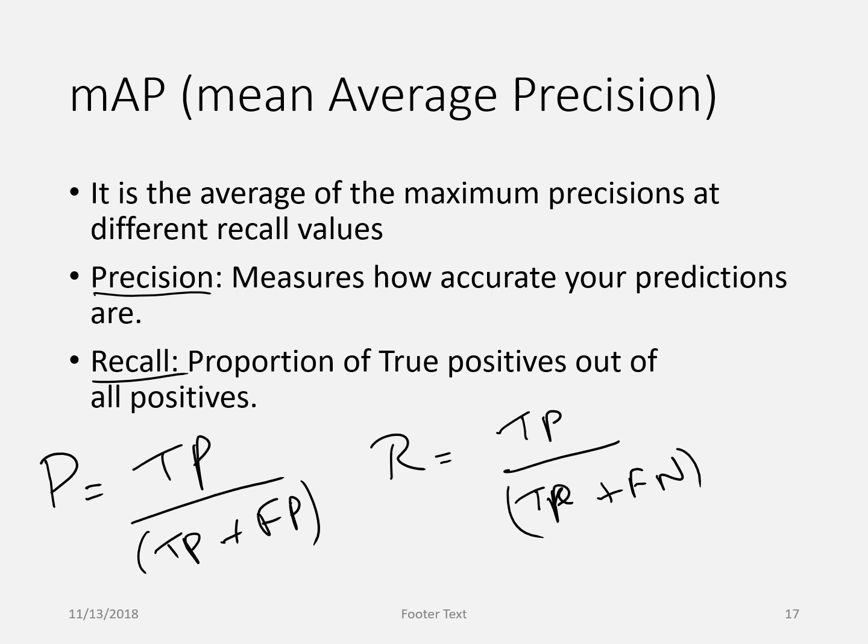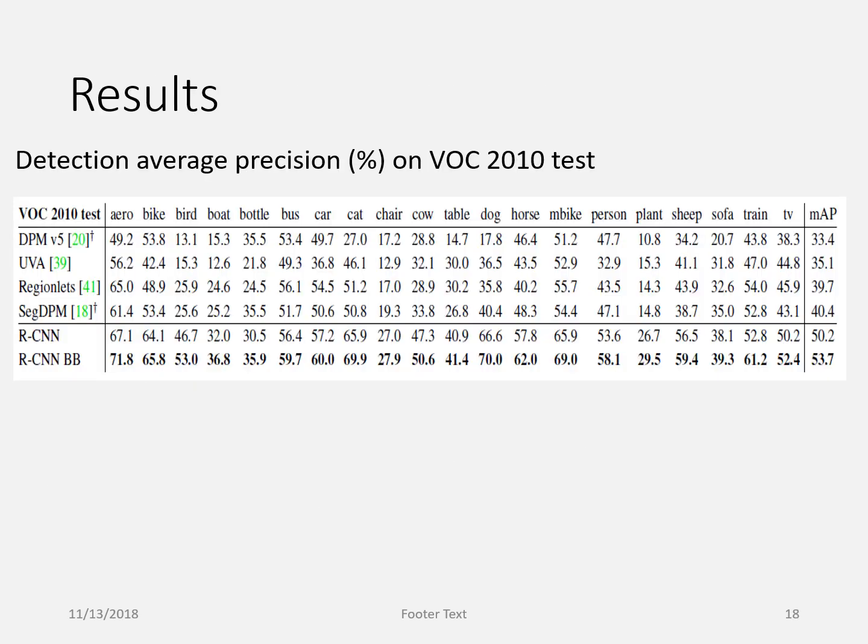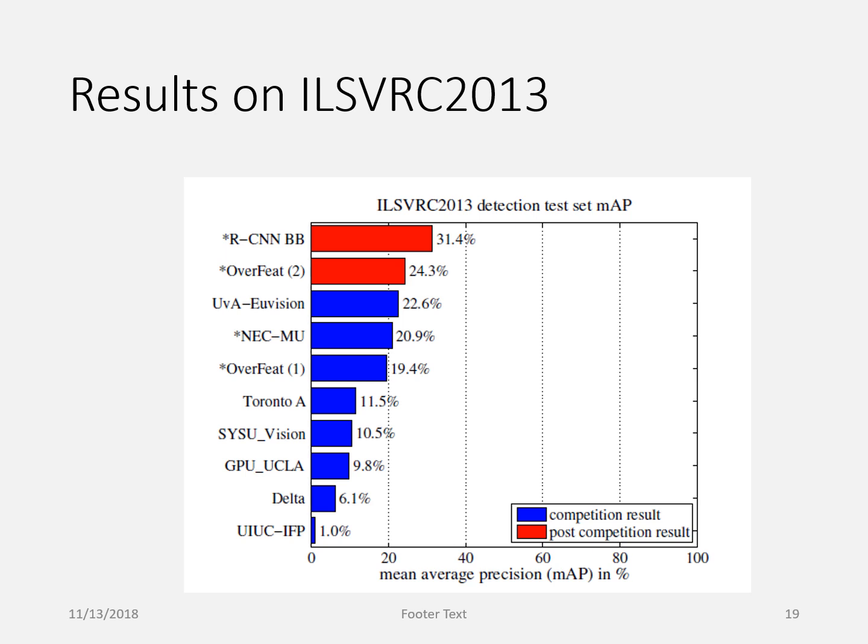So yeah, MAP is a really important metric for measuring how well we're doing with our network. So let's see the results. As you can see in this table, these are the traditional methods of object detection, and this gives the MAP values of RCNN. As you can see, for all of these classes, the values of RCNN are way higher than what the traditional methods give us.